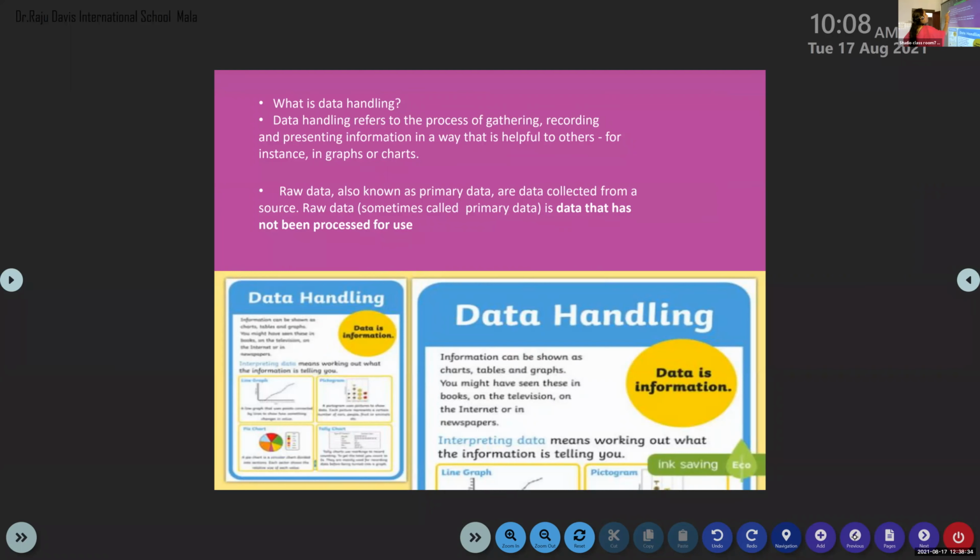Okay, children. What is data handling? Will you write this? Yes, ma'am. Okay, children, this is the first one. What is data handling? And the answer is also there.